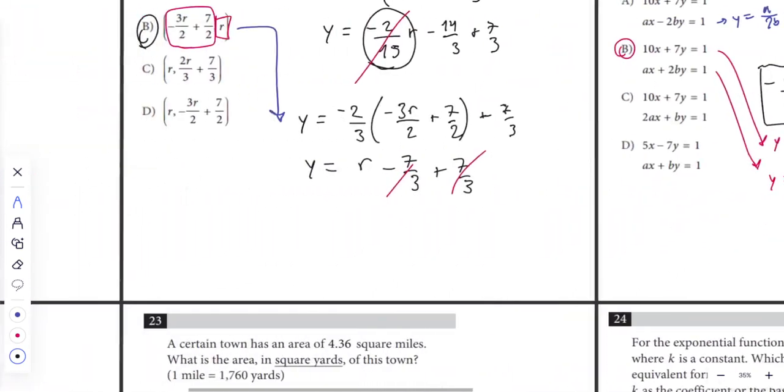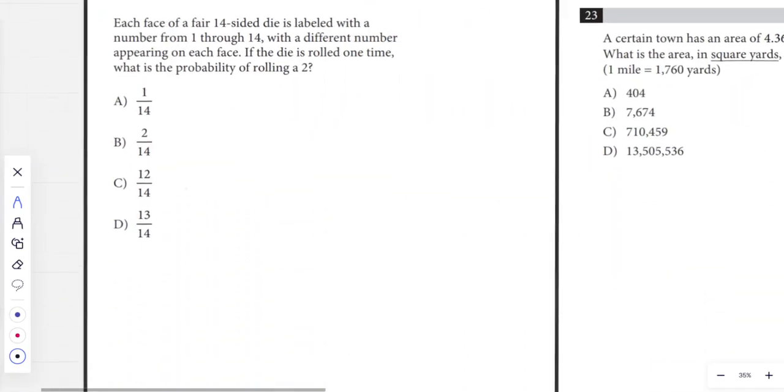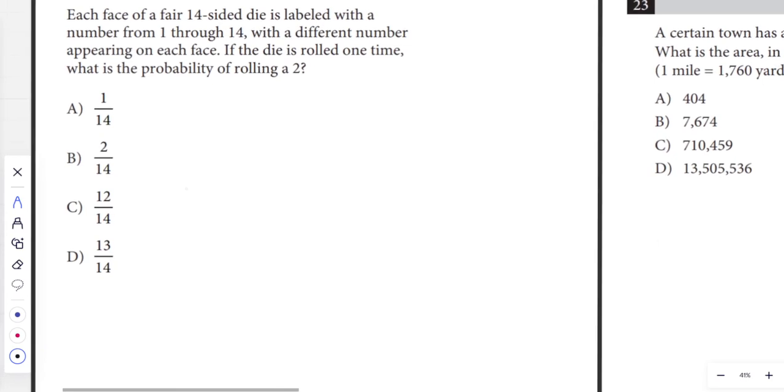Okay, a few more questions here. Each face of a fair 14-sided die is labeled with a number 1 through 14, with a different number appearing on each face. If the die is rolled one time, what is the probability of rolling a 2? Actually, what's the probability of rolling any number 1 through 14? Because it's a fair 14-sided die.